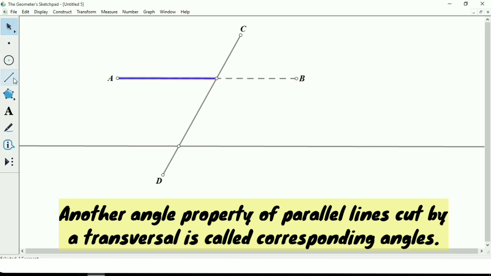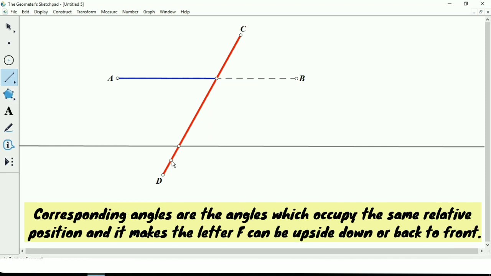Another angle property of parallel lines cut by a transversal is called corresponding angles. Corresponding angles are the angles which occupy the same relative position, and it makes the letter F, which can be upside down or back to front.